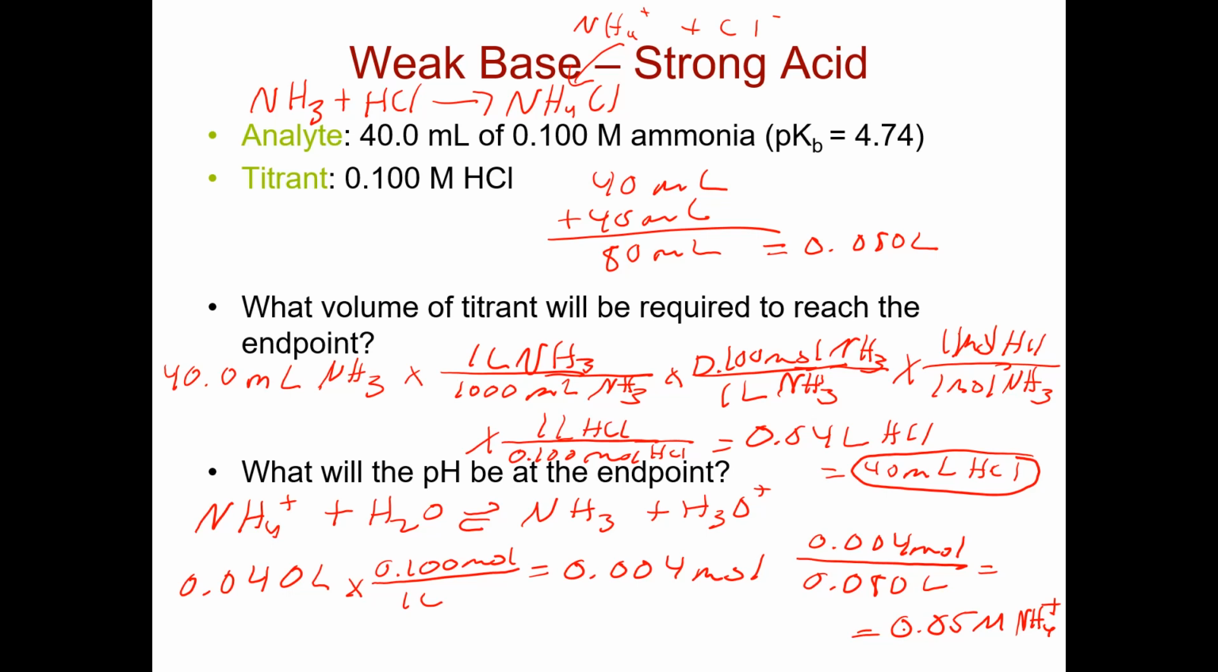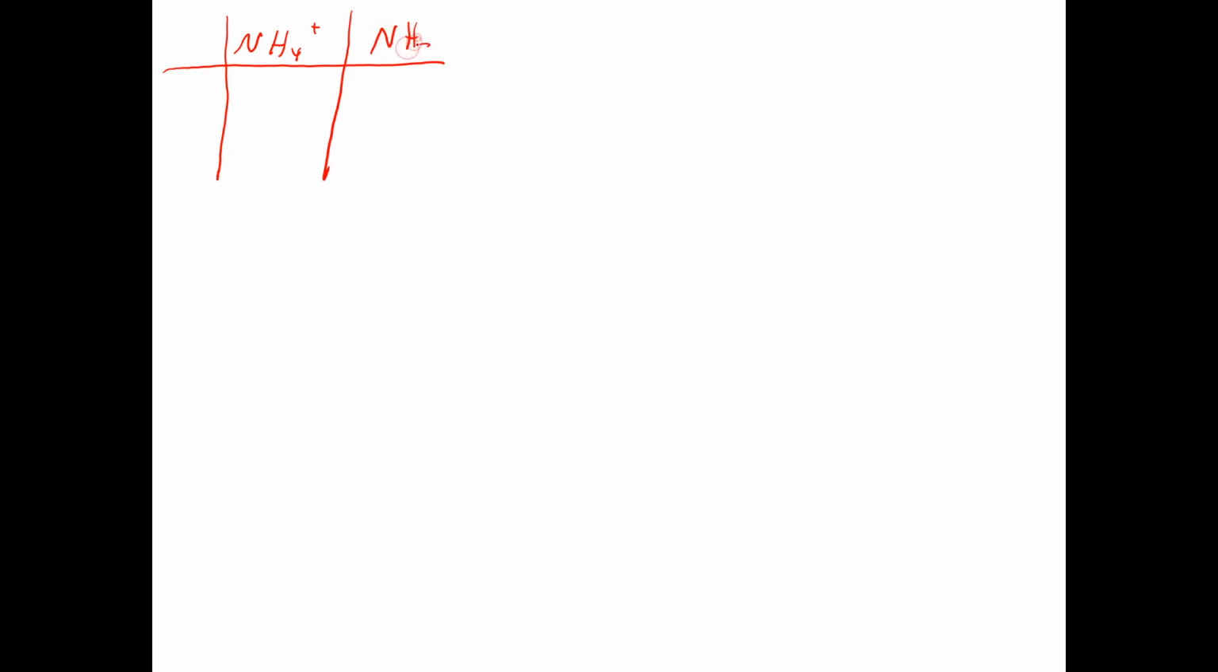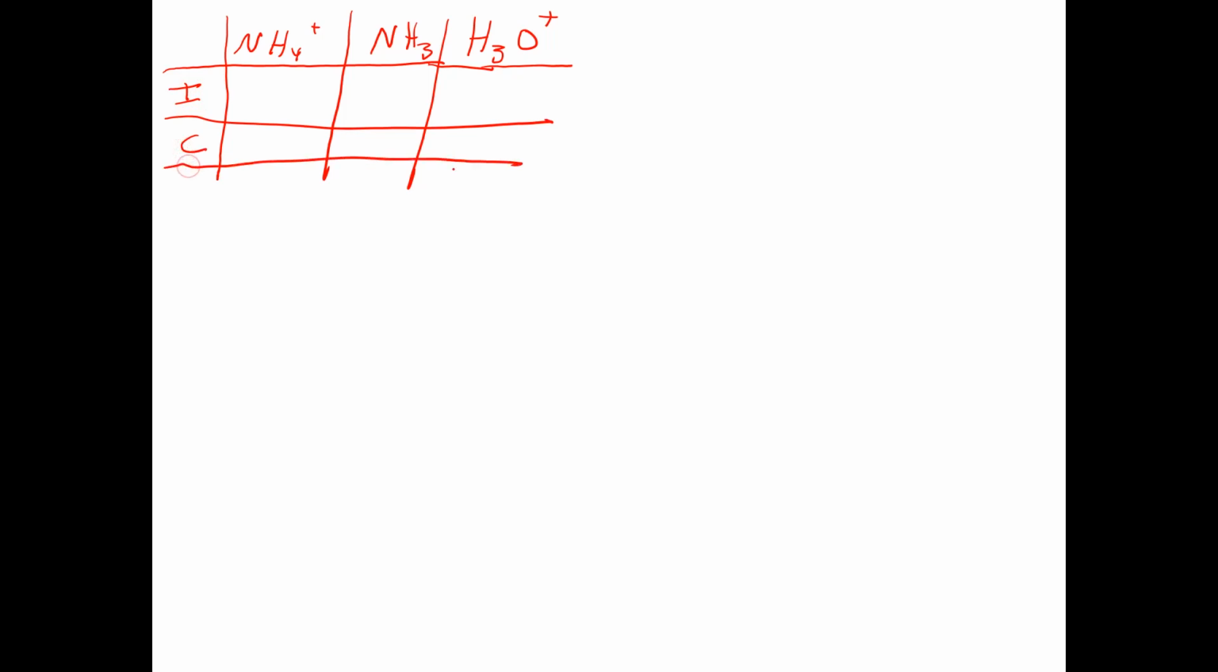Now to calculate pH, we need to know the concentration of H3O+. So we're going to take our ice table here. We know the concentration of ammonium ions, so we can use that to calculate the concentration of ammonia and H3O+ at equilibrium. And what we're really interested in is the H3O+, because that will get us what we need to calculate pH. So we came up with a concentration of 0.05 molar for our ammonium ions, and at equilibrium, we have a concentration of NH3 and H3O+.